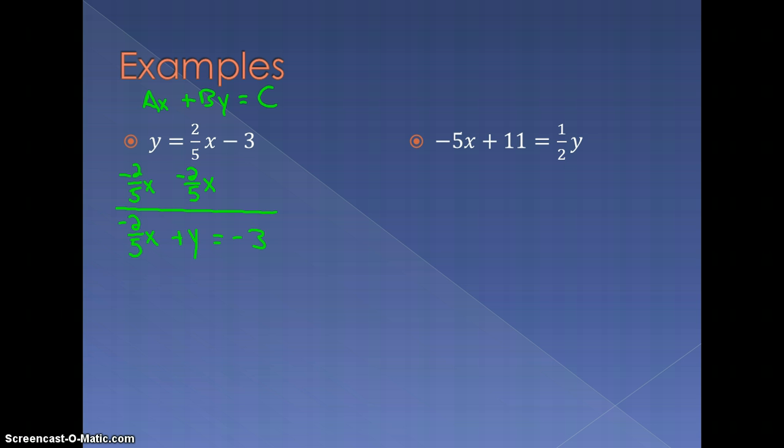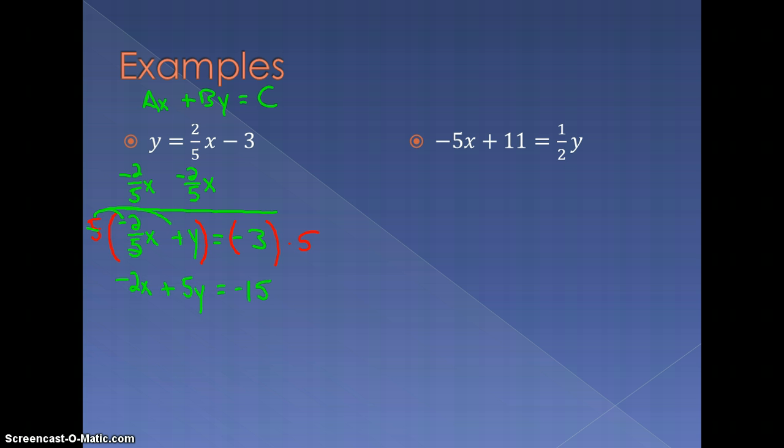Now, like I said in the previous slide, there typically won't be fractions. So we need to multiply both sides of this equation by this denominator, which is 5. When we distribute on the right, these 5s will cancel. We'll be left with negative 2x plus 5y equals negative 15. So that's one form of the standard form.